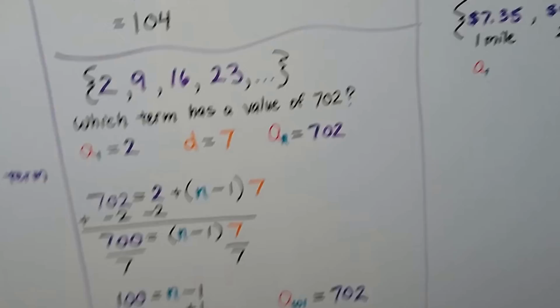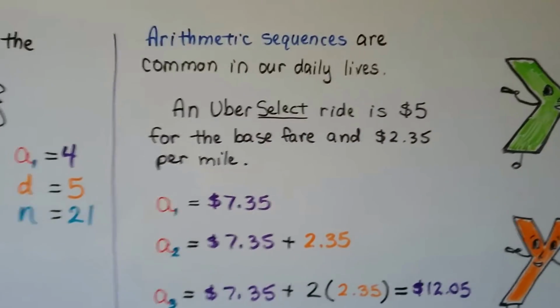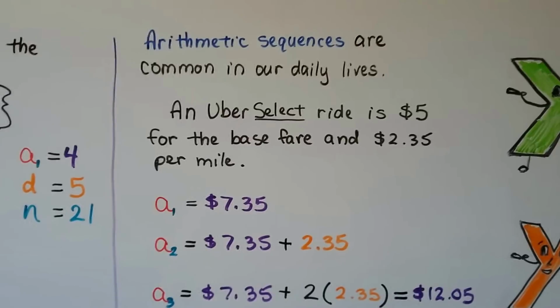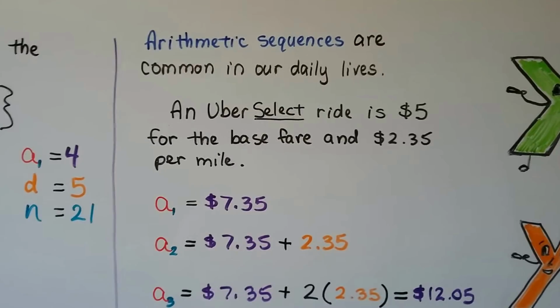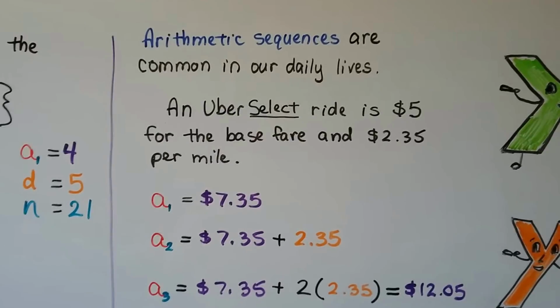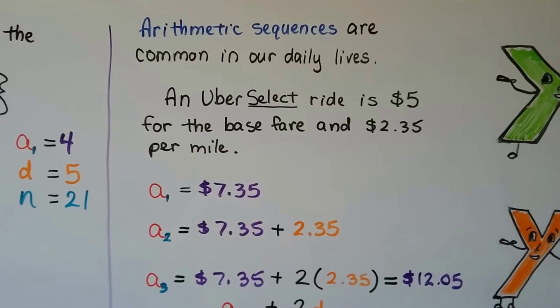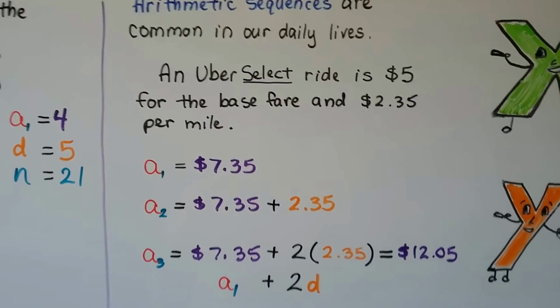Okay? And arithmetic sequences are common in our daily lives. We just don't realize it. An Uber Select ride, those are the really fancy Uber rides. Uber X is like the base one, but Uber Select is like when you get picked up in a really nice car. So it's $5 for the base fare and $2.35 per mile.